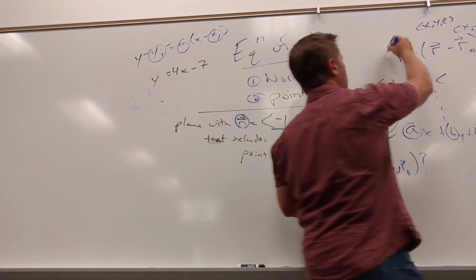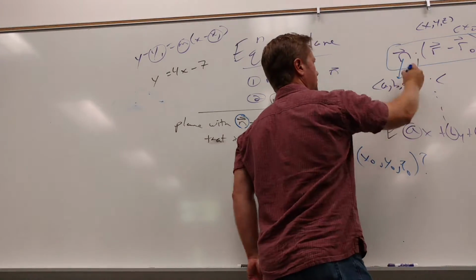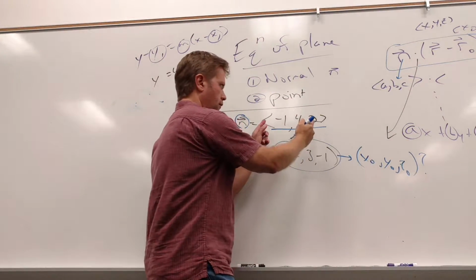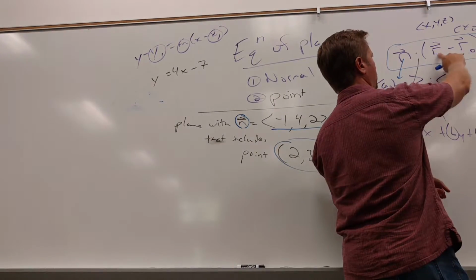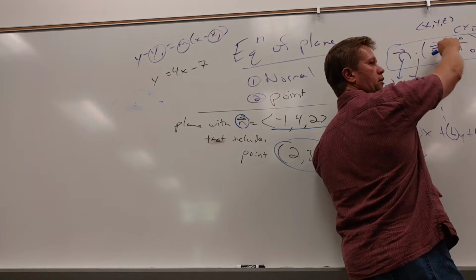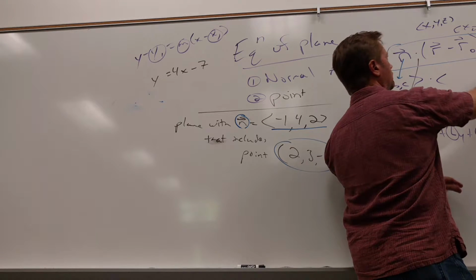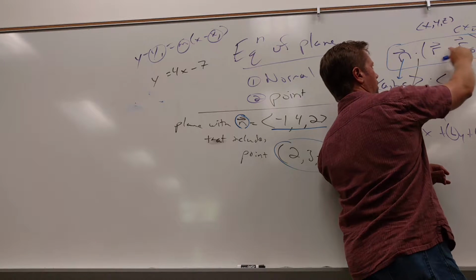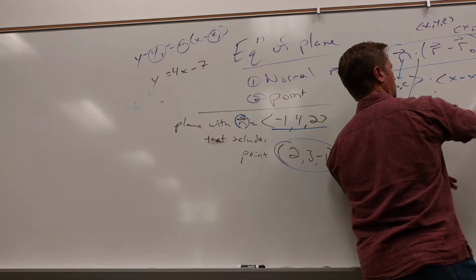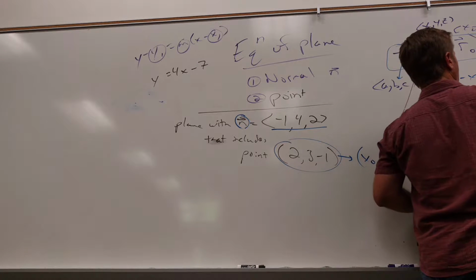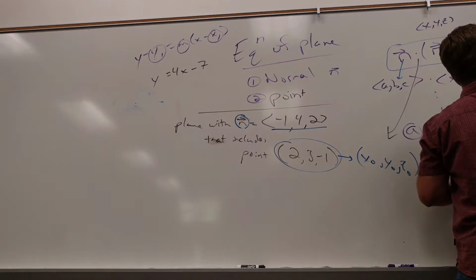If I just give you this, all right, well, that's this, which is that. Now, what do I put in here? If I wasn't sure what to do after this, what would I fill in here? What is R more explicitly? XYZ. Yeah, XYZ. So what's R minus R naught? X minus 2, Y minus 3, Z plus 1.